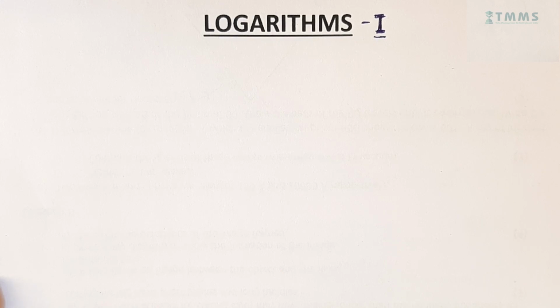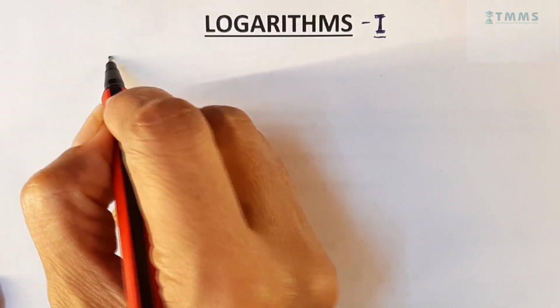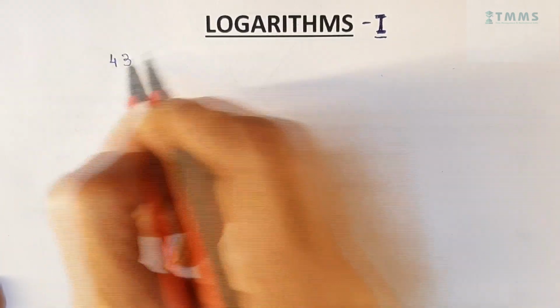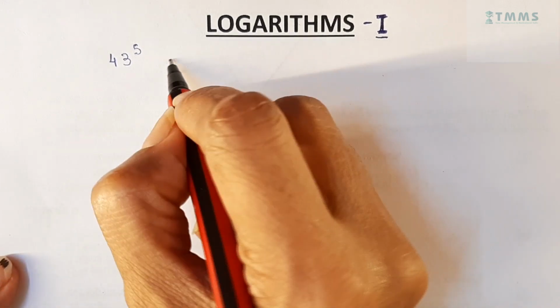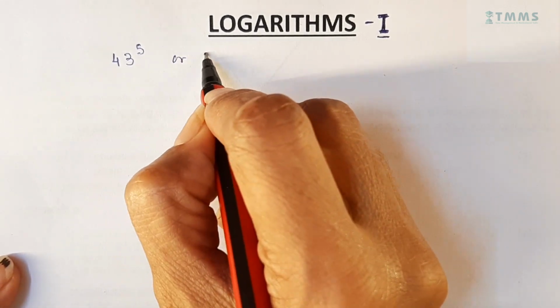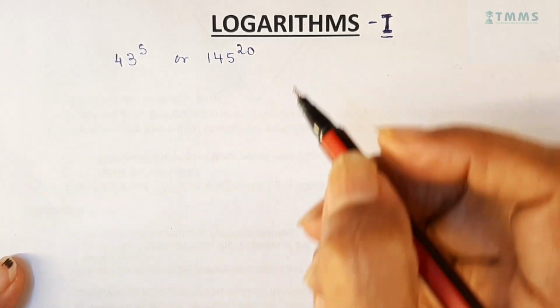You have heard the word logarithm when complex calculations have to be done. You also have heard about logarithmic tables. That is a table which makes complex calculations easy. Say for example, you have a number like this, 45 to the power 5. Or let us say we have 145 to the power 20.